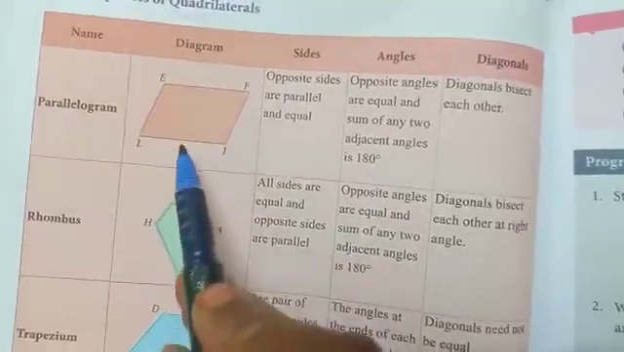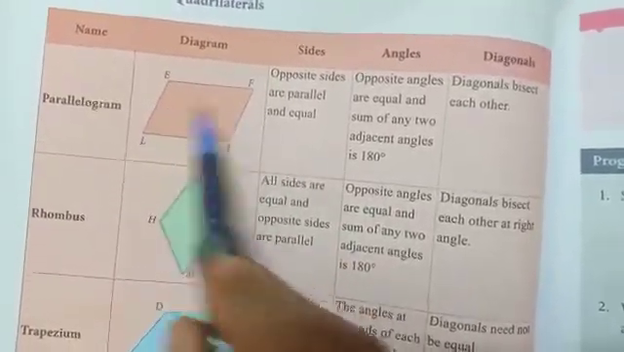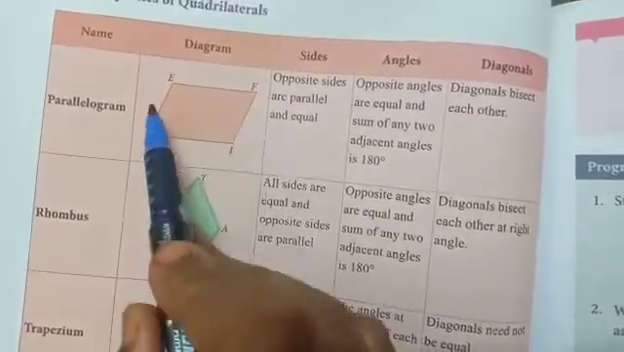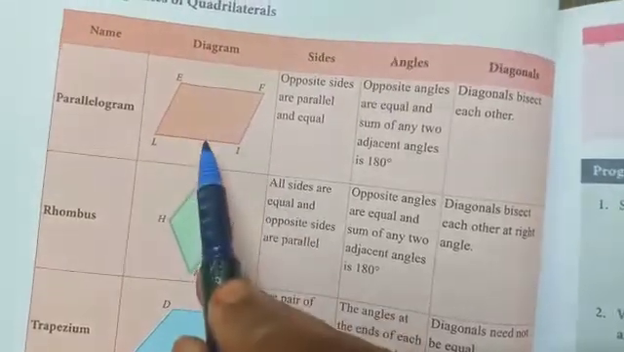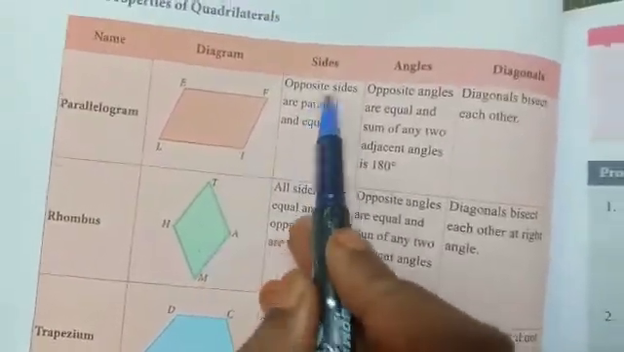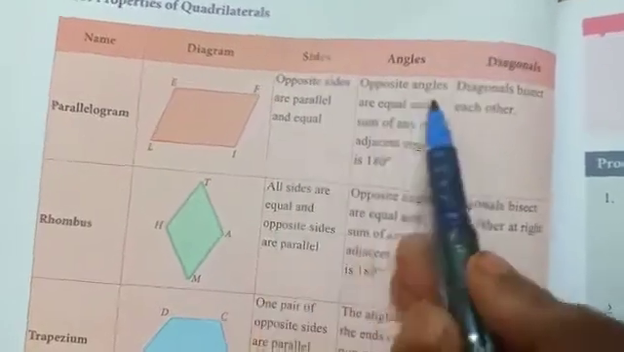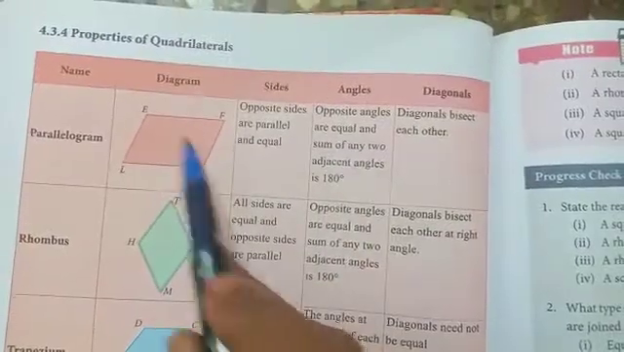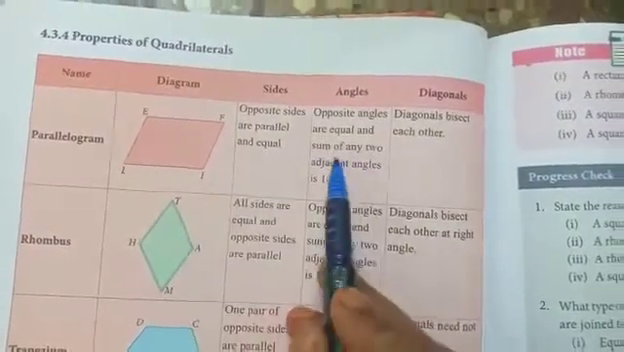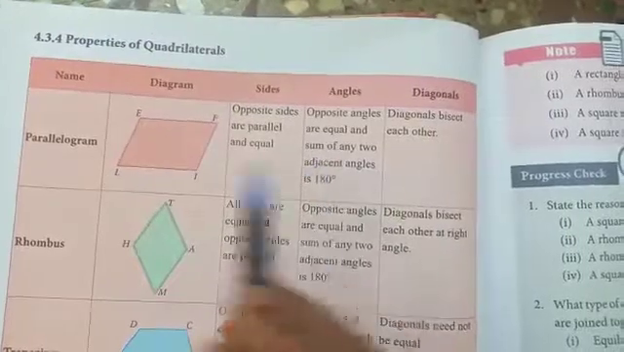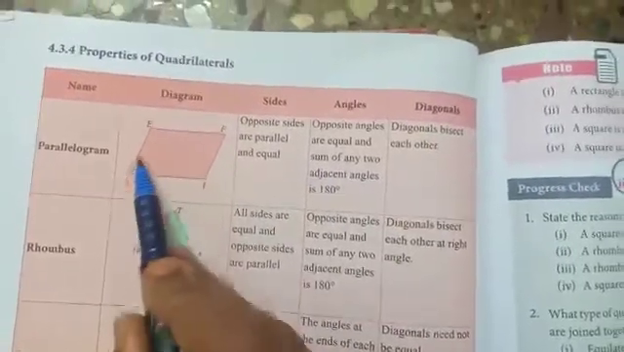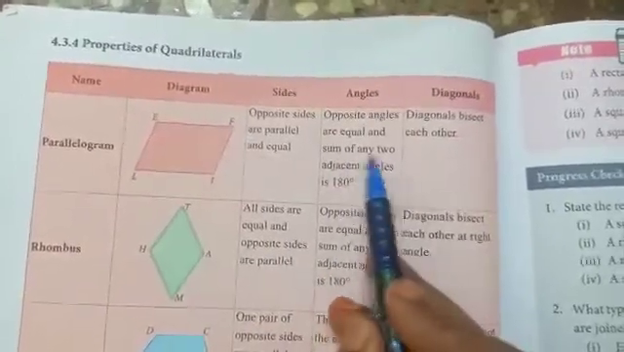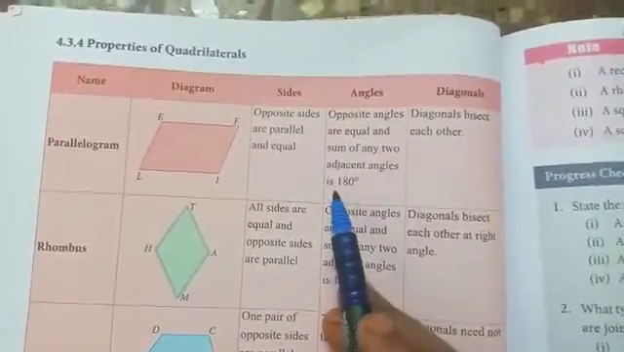These 2 are the opposite sides and these 2 are the opposite sides. So opposite sides are parallel. This should be parallel and this should be parallel and equal. So opposite sides are parallel and equal. Then what about angles? Opposite angles are equal. Sum of any 2 adjacent angles. Adjacent angles means these 2, or these 2, or these 2. So the sum of any 2 adjacent angles is 180.